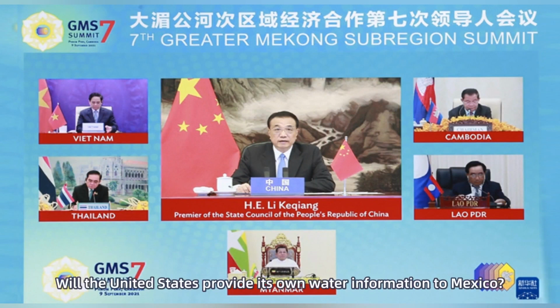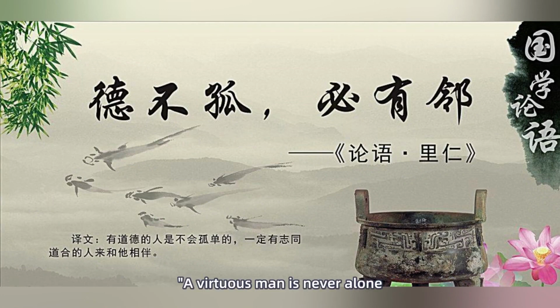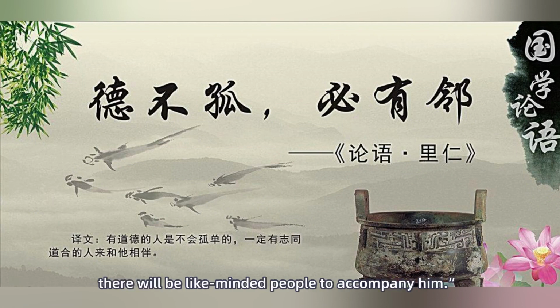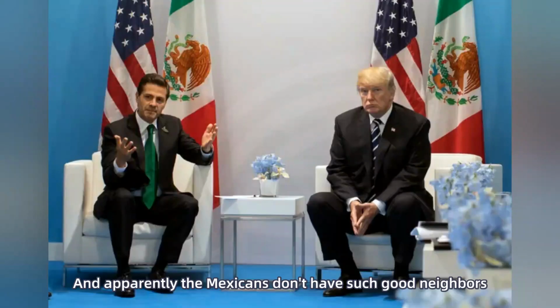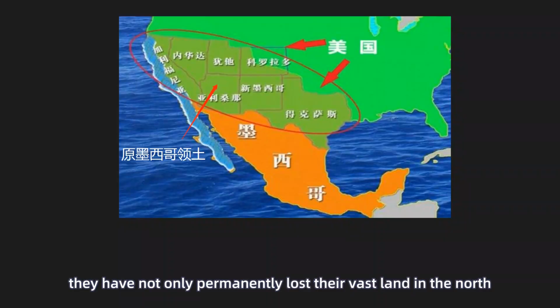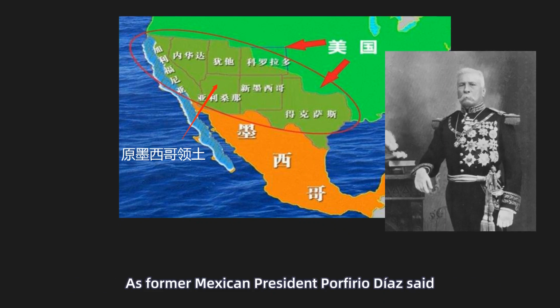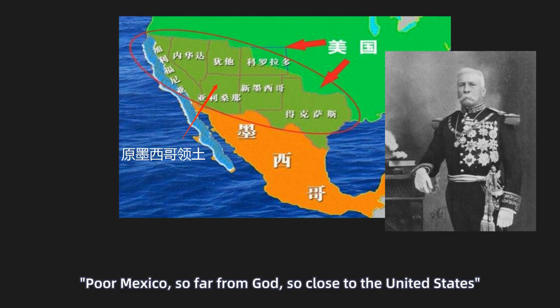Will the United States provide its own water information to Mexico? Obviously not. Confucius said, "Virtue is not alone, there must be neighbors." A virtuous man is never alone, there will be like-minded people to accompany him. And apparently the Mexicans don't have such good neighbors. For more than 100 years they have not only permanently lost their vast land in the north, even the river that flows on it has to pay for it and repay its debts. As former Mexican President Porfirio Díaz said, "Poor Mexico, so far from God, so close to the United States."